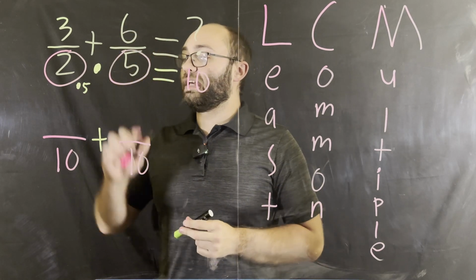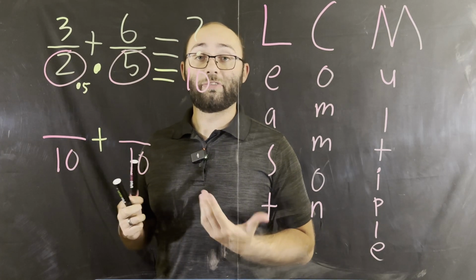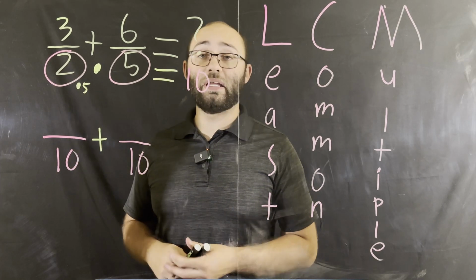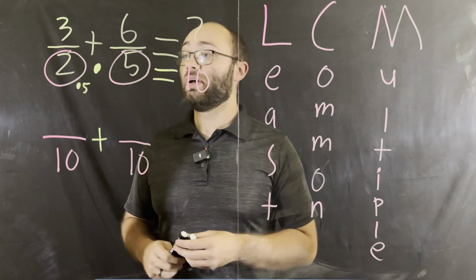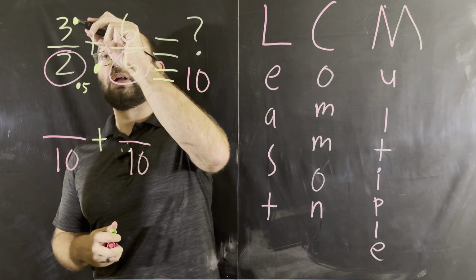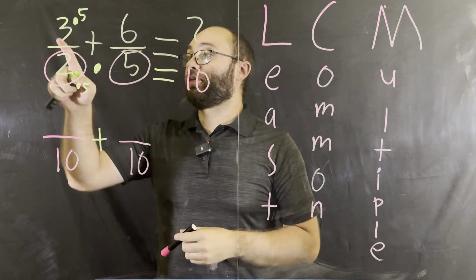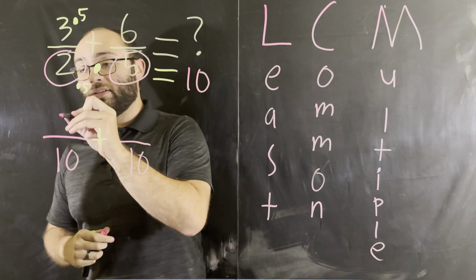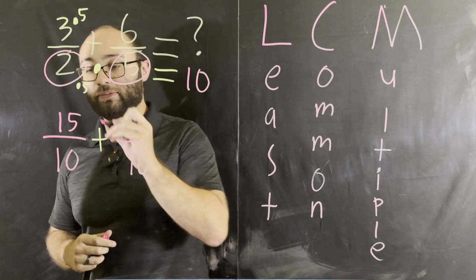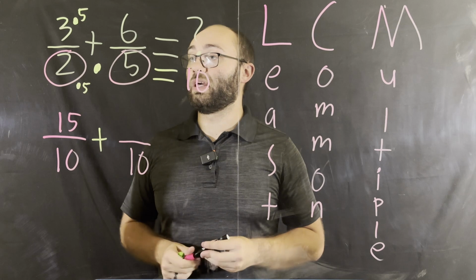Now, if I leave this how it is and I write a 3 on top, I'm going to end up messing up our ratio. I'm going to mess up our fraction and change it to something completely different. So if I multiply the bottom by 5, I also need to multiply the top by 5. So 3 times 5 is 15, so I get 15 down here. 15 over 10 is what we end up with.